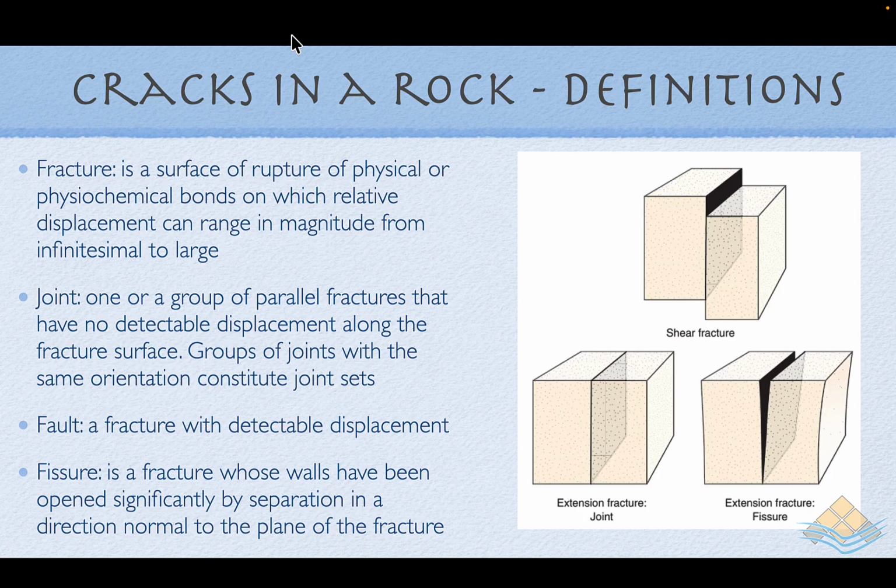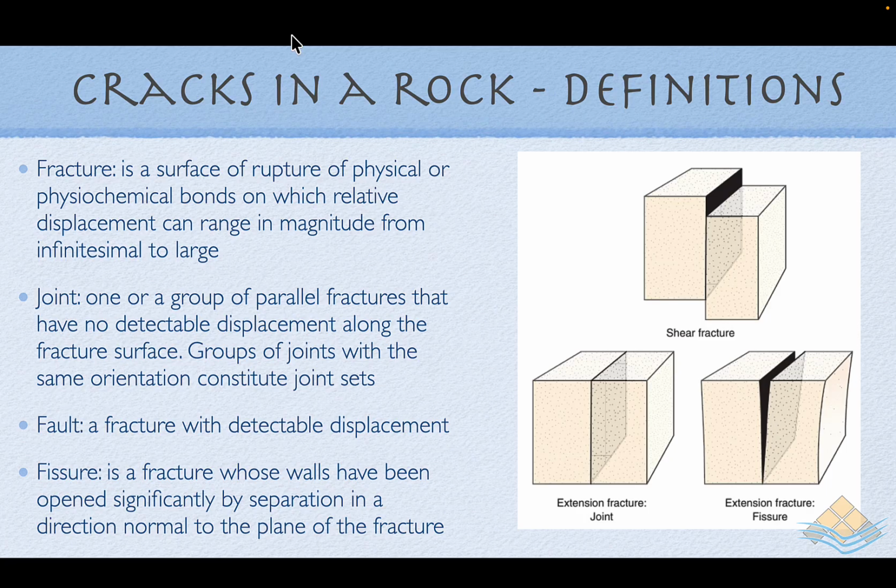Joints are a form of fracture. They're a set of parallel fractures that have no detectable displacement along the fracture surface. Groups of joints with the same orientation we define as joint sets. A fault is a fracture with detectable displacement, and we can have both extensional and shear faults, and we'll discuss those different styles a little later in the course.